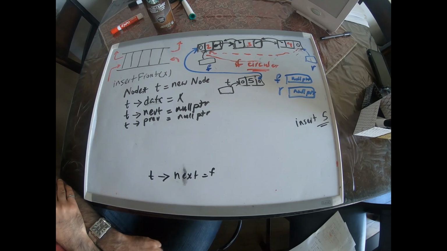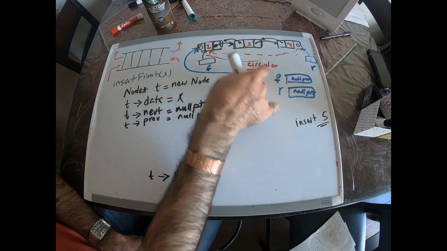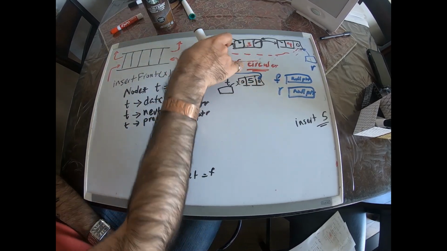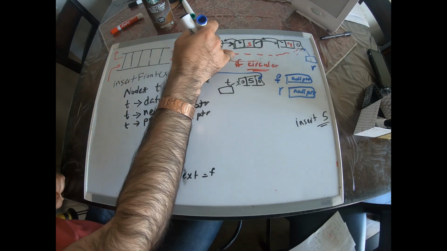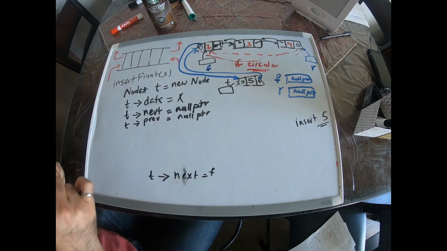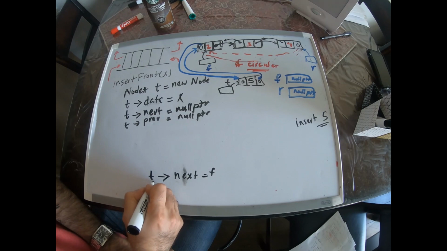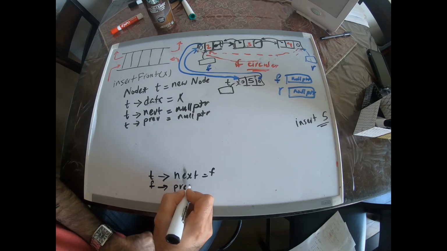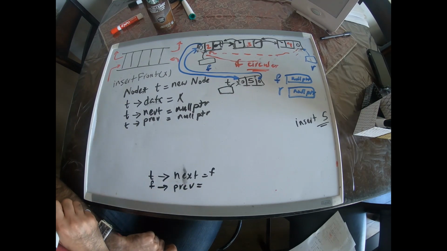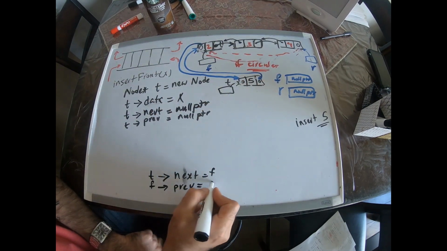What else? What else should I do? Right, we made one link between these two nodes. Right, what is the other link? The previous pointer of the front should also point to this newly allocated node. So F arrow previous is equal to what? I want this pointer to be pointing to where this pointer is pointing to, T.